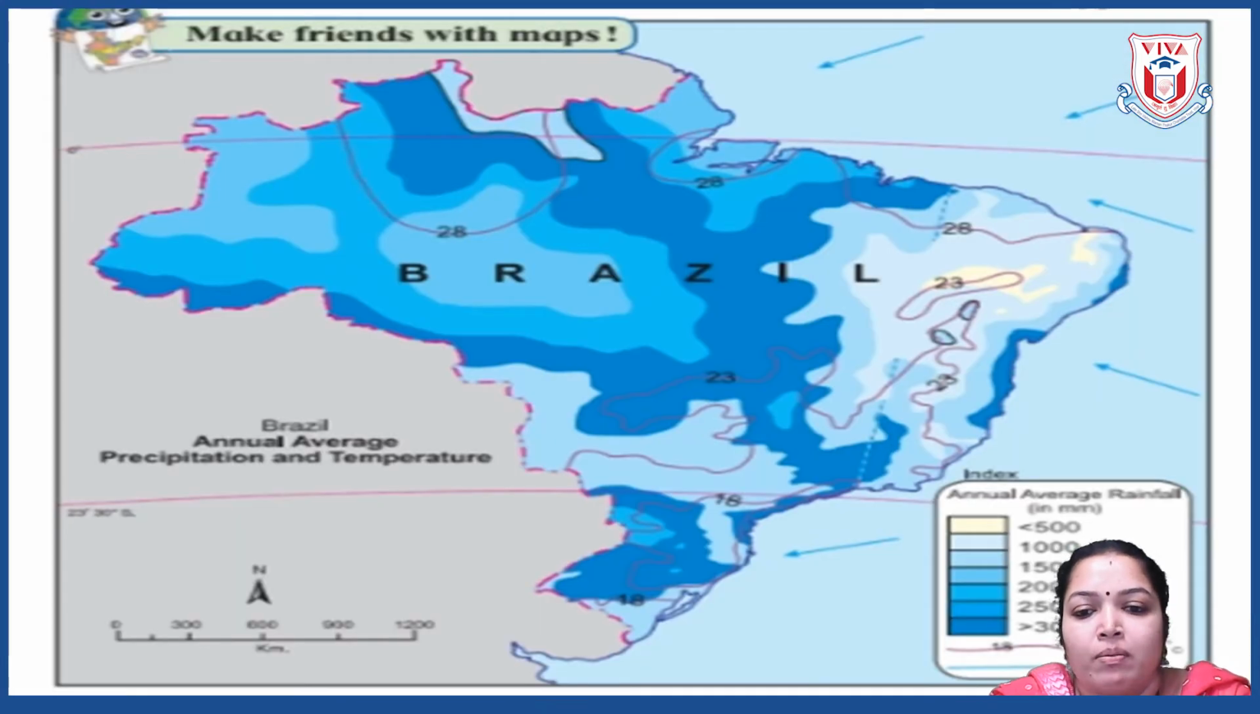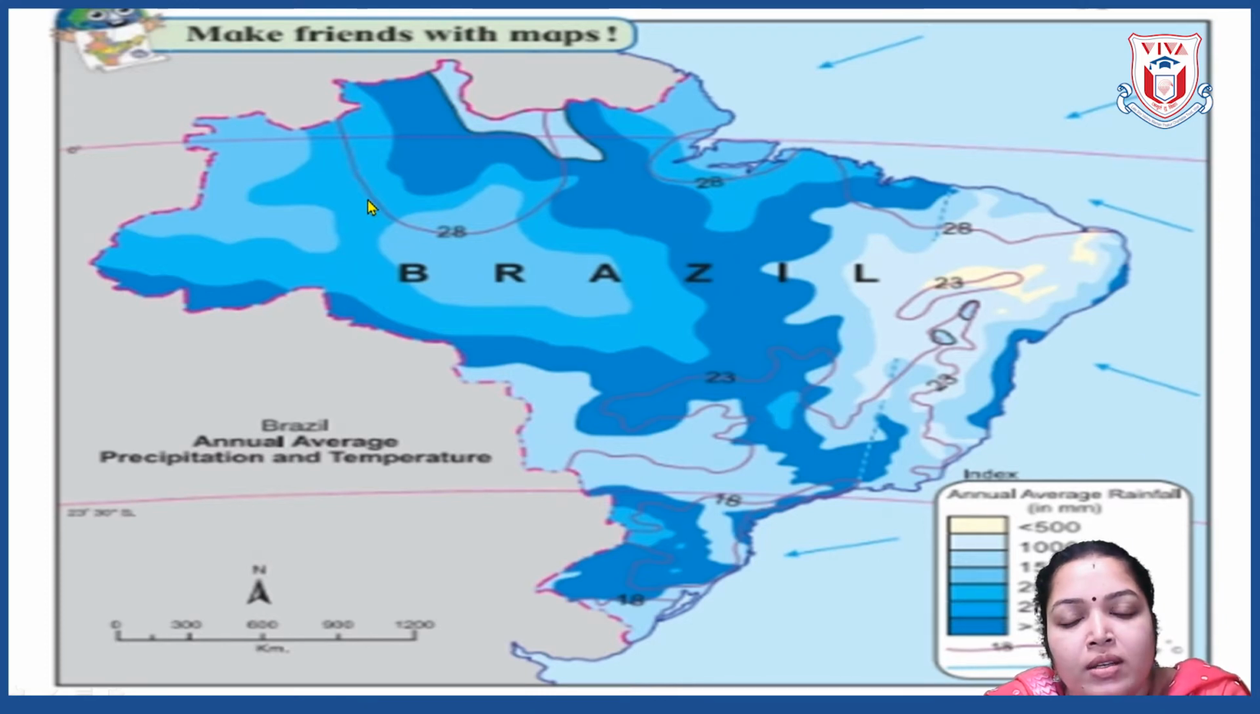So let us make friends with the map of Brazil. You can see these lines. What are these lines? These are the winds. These are the northeast and southeast trade winds. These winds bring rain to Brazil. What are these arrows? These arrows are the trade winds that bring rains to Brazil.